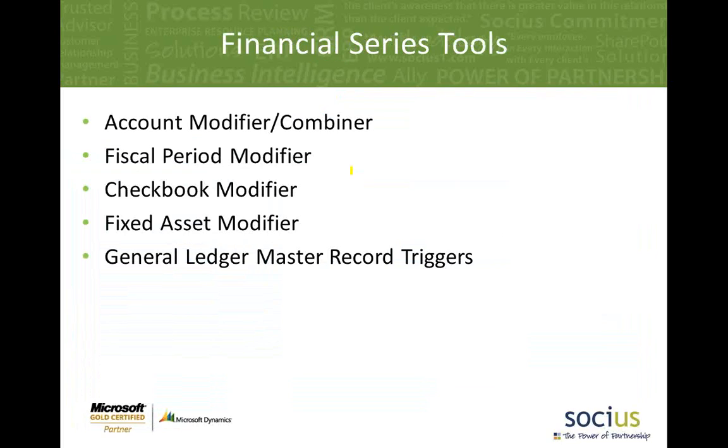Okay, so let's talk about some of the financial series tools. You can see that we've got an account modifier and combiner, we've got fiscal period, checkbook modifier, fixed asset modifier, and then those master record triggers, which is what we were just talking about. The only thing that's really unique in these, you know, a checkbook modifier is going to modify your checkbook ID, for example.